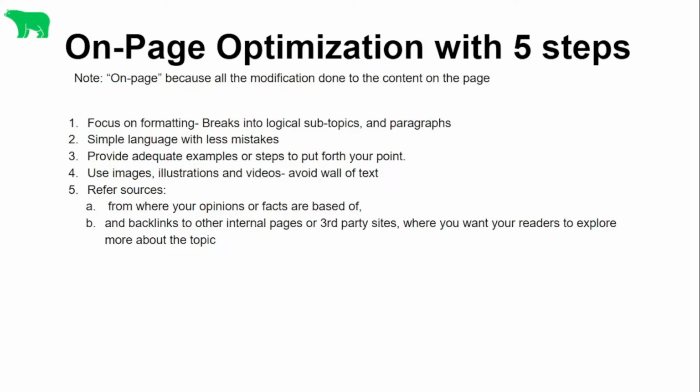If you are referring to certain research or certain facts, then try to give credit to them by providing a link to their site. Second, if you want to promote your product and solution pages, then please provide links to those pages. Linking to internal pages is called interlinking, and linking to any third-party sources is called providing links or backlinks. Now let us look into off-page optimization.